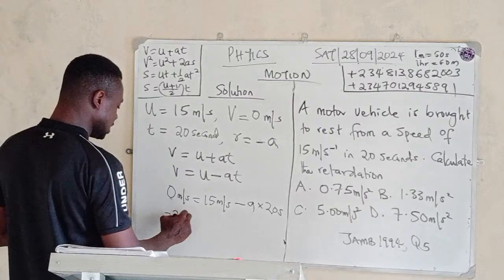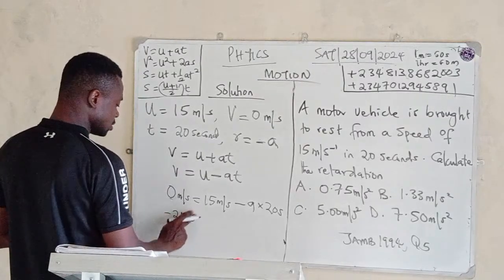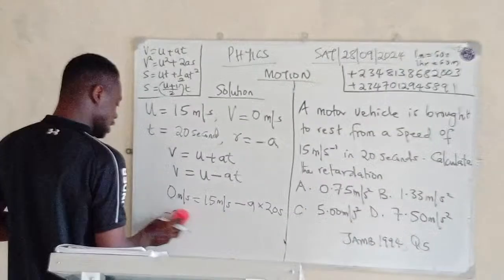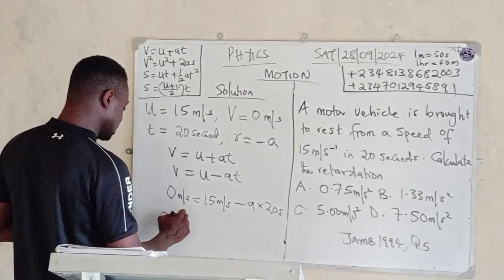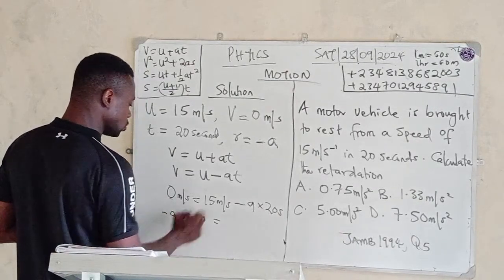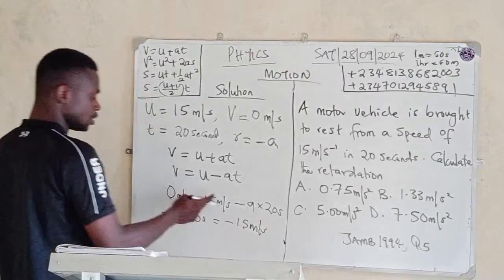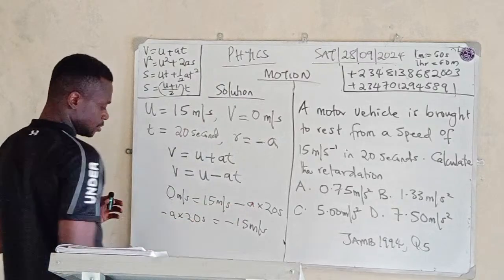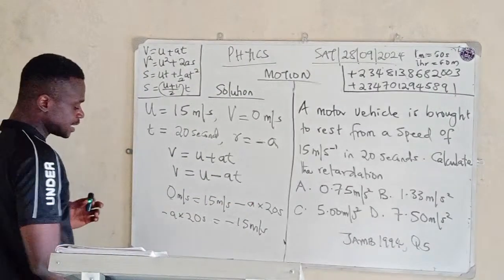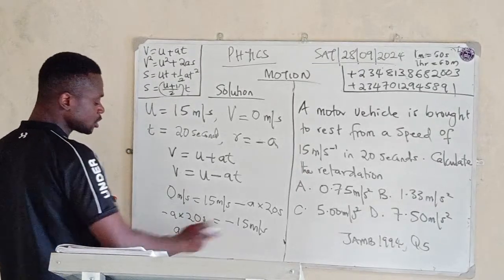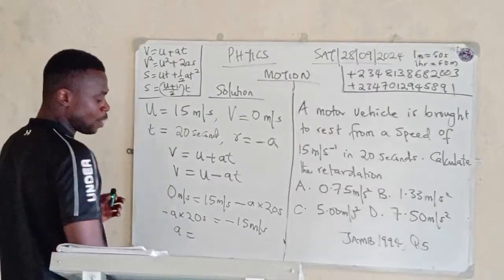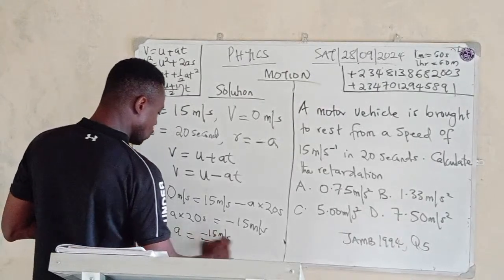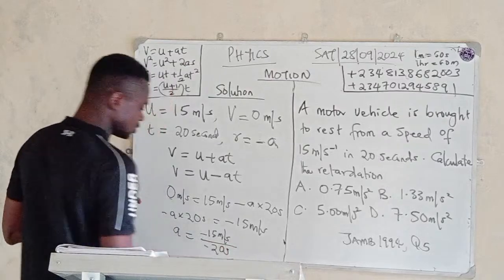We have minus 20A, or let me maintain minus A times 20 seconds is equal to minus 15 meter per second. This will cross to the other side of the equation and it becomes minus. So I just rearrange it. This is A. If that is the case, we divide both sides by minus 20 seconds. A is now minus 15 meter per second over minus 20 seconds.